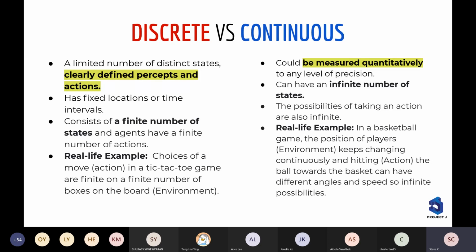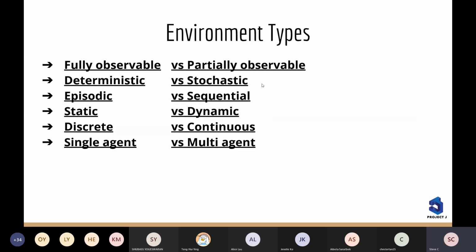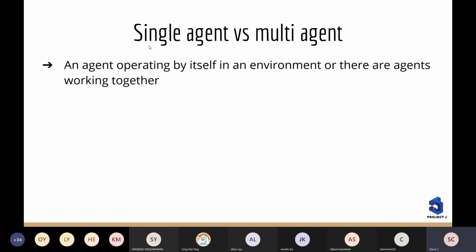So let's say you're shooting a ball towards the goal. You have many angles that you can take, and you can apply different levels of strength to shoot the ball towards the goal. So that's a continuous environment. Now, the last type of environment would be single agent versus multi-agent. As the name suggests, a single agent is essentially an agent operating by itself in an environment, or there are multiple agents working together. So basically, is the agent working alone, or is the agent working with other agents? That's basically it.